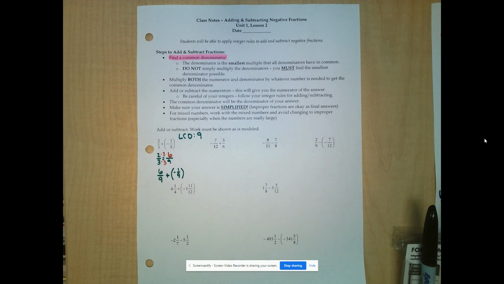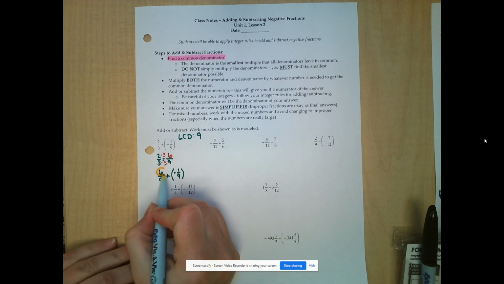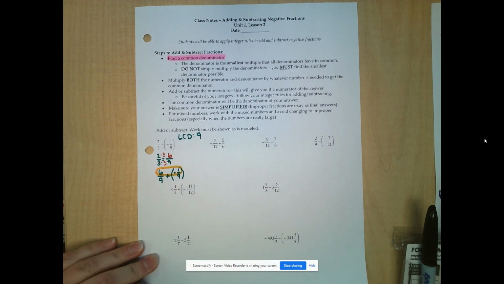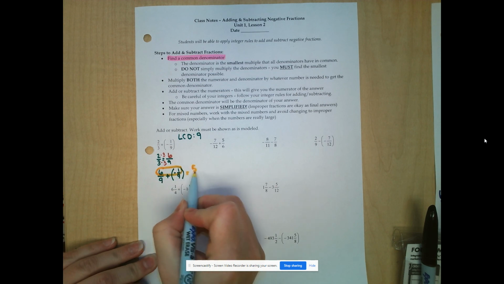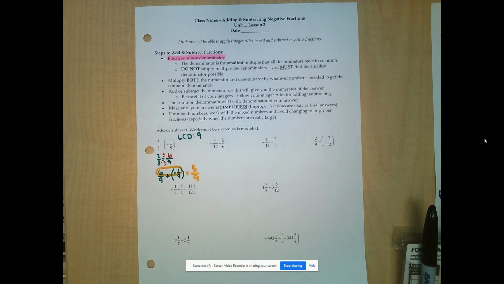So I am going to add together the 6 and the -1 over 9. 6 plus -1 is going to be 6, take away 1, or 5/9. And that would be it. That's the whole process. I can do this for every single problem. First thing I need is a common denominator.